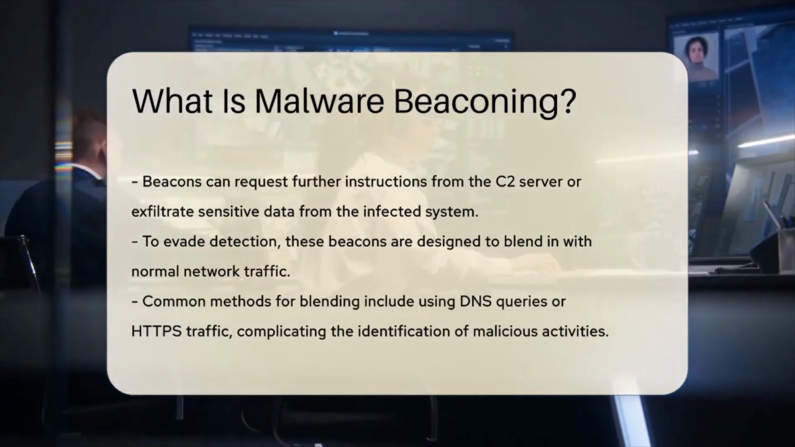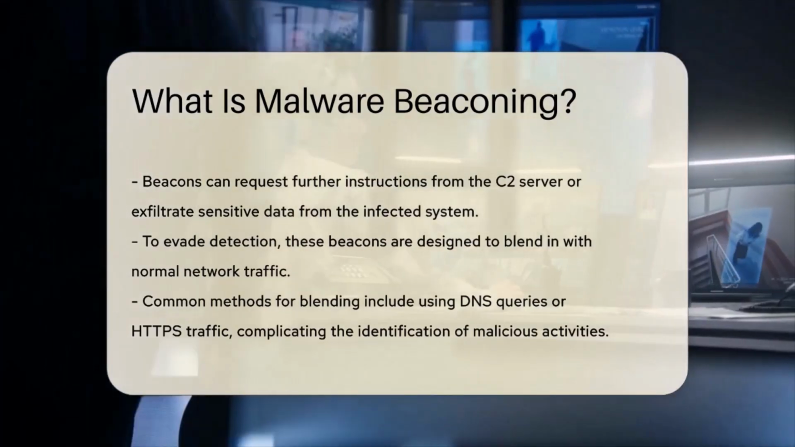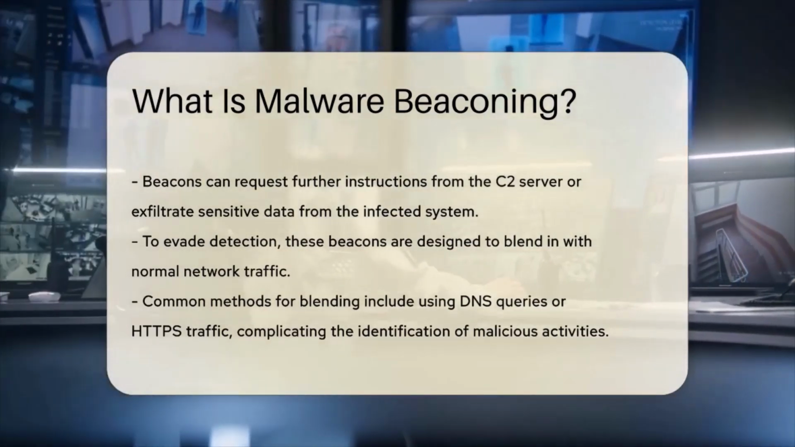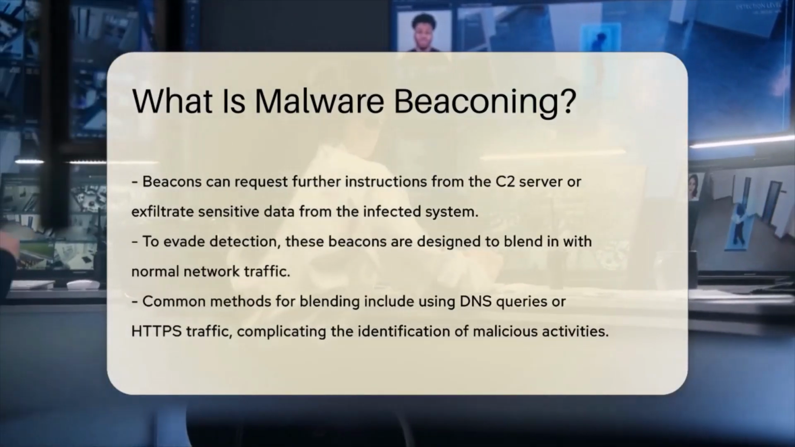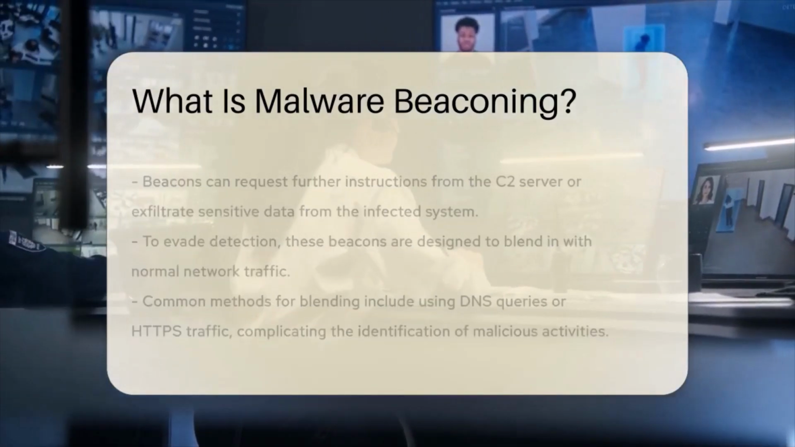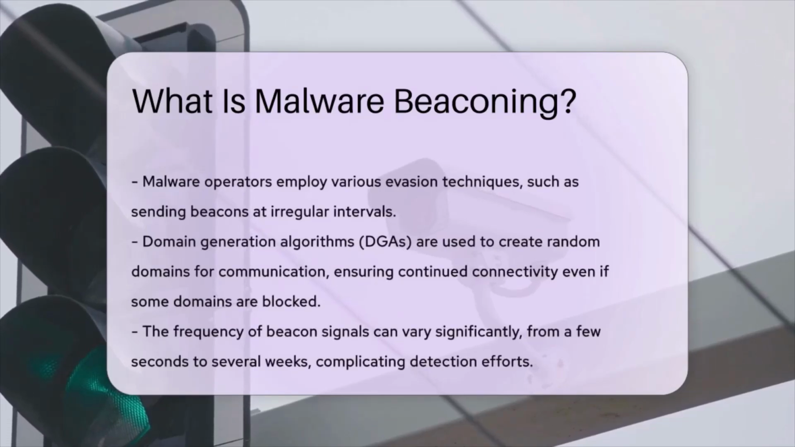To make detection even harder, malware operators use various evasion techniques. For example, they might send beacons at irregular intervals or use domain generation algorithms, DGAs, to create new random domains that the malware can communicate with. This way, even if one domain is blocked, the malware can still find another way to connect.